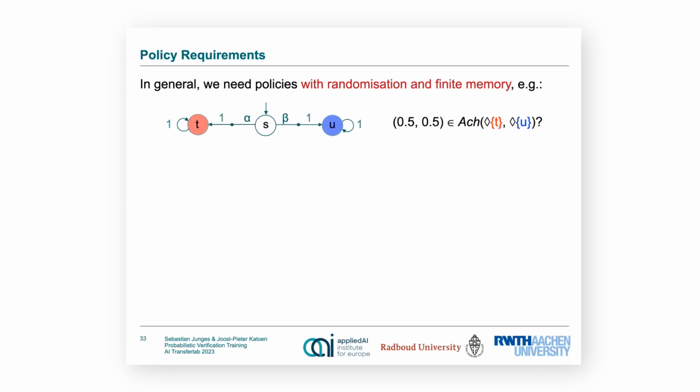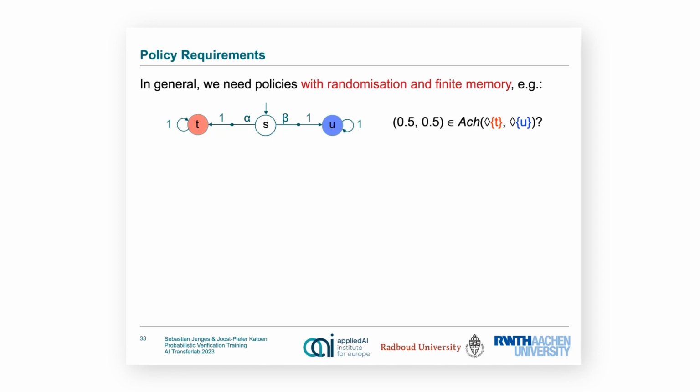A simple example to show you this is the following. You have a non-deterministic choice in the initial state S. If you take alpha, then with probability 1, you go to the left. But if you take beta, then with probability 1, you go to the right. And now I would like to be able to reach the red state with probability half, and I would like to reach the blue state with probability half.